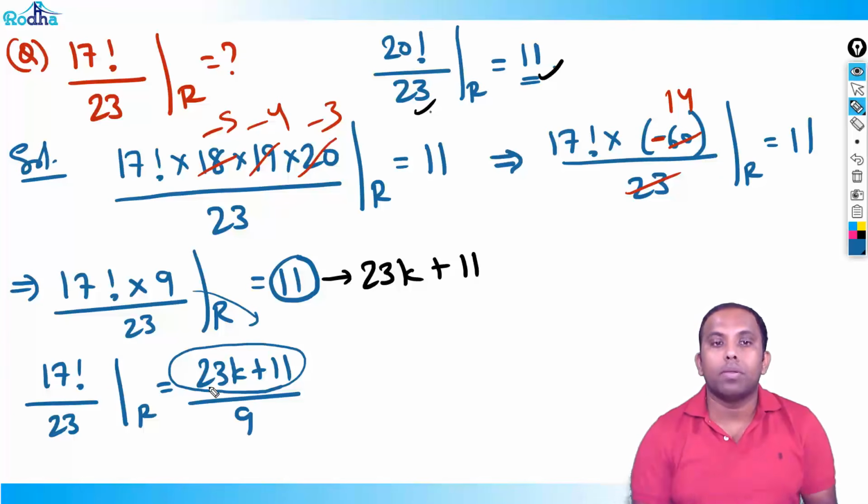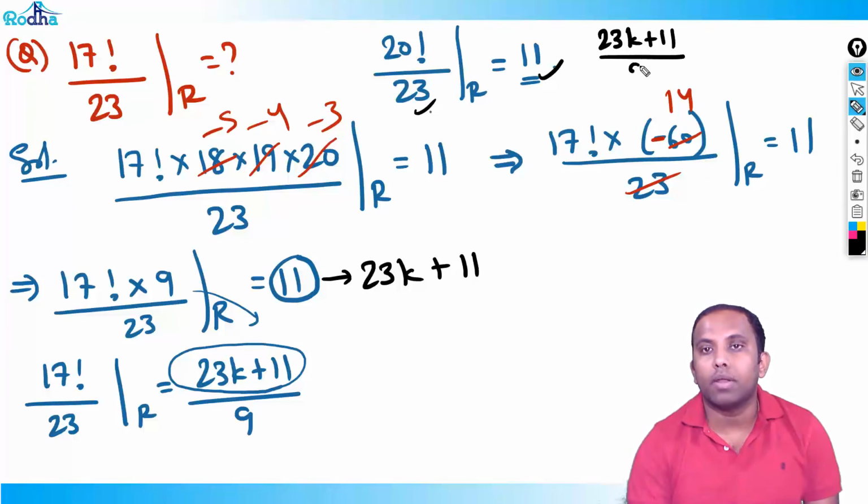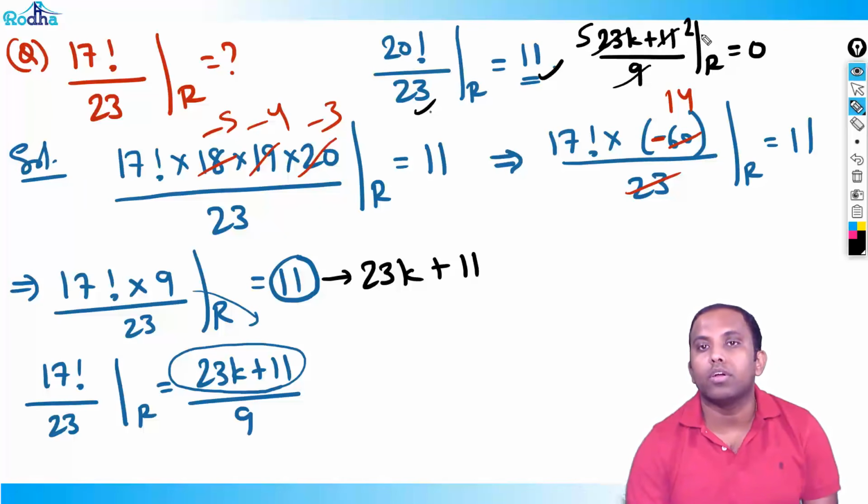First thing is, simply put, or what you can do is your wish. So either simply put, or you can directly say that 23k plus 11 needs to be divisible by 9. That means the remainder should be 0. It is 5 here and it is 2 here. That means 5k plus 2 divided by 9, the remainder should be 0.